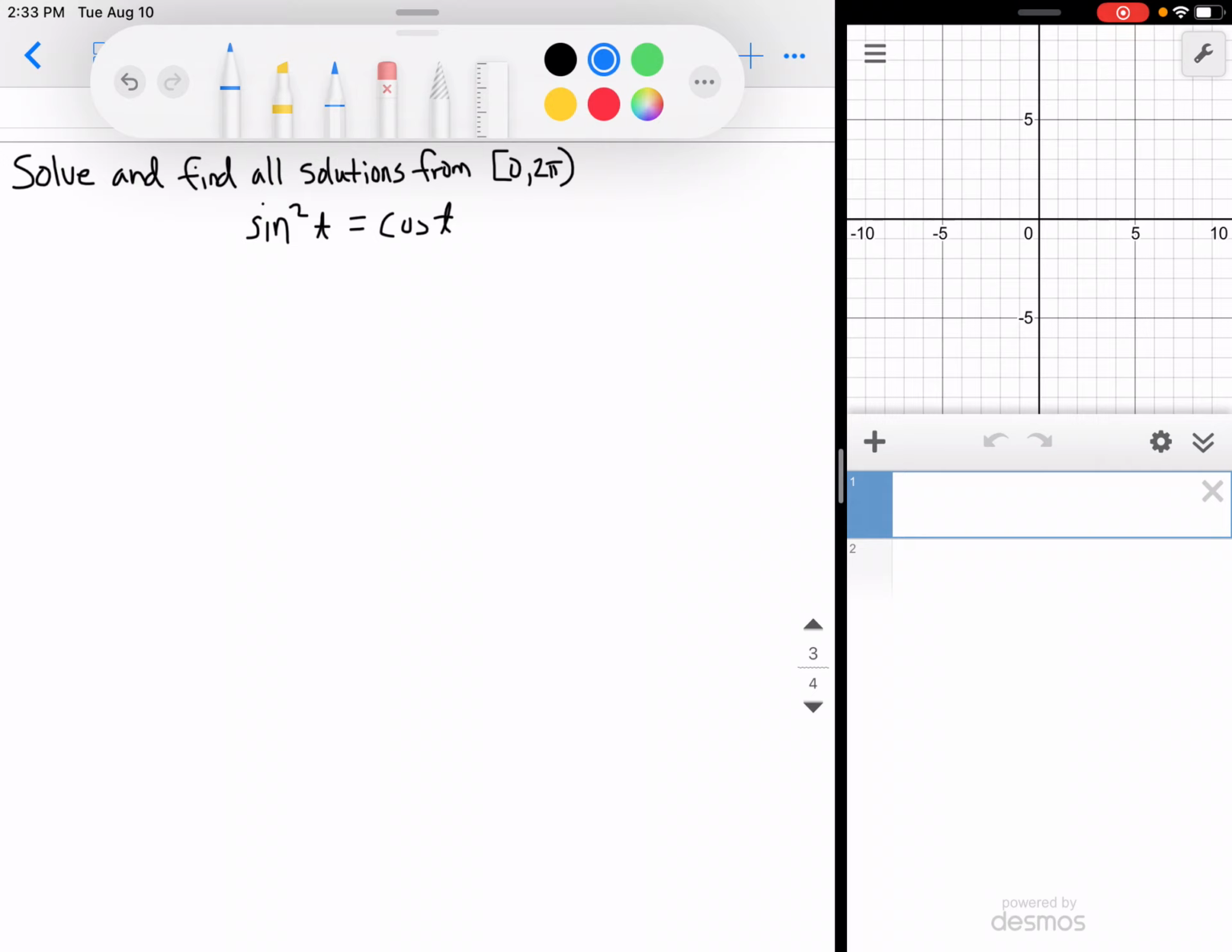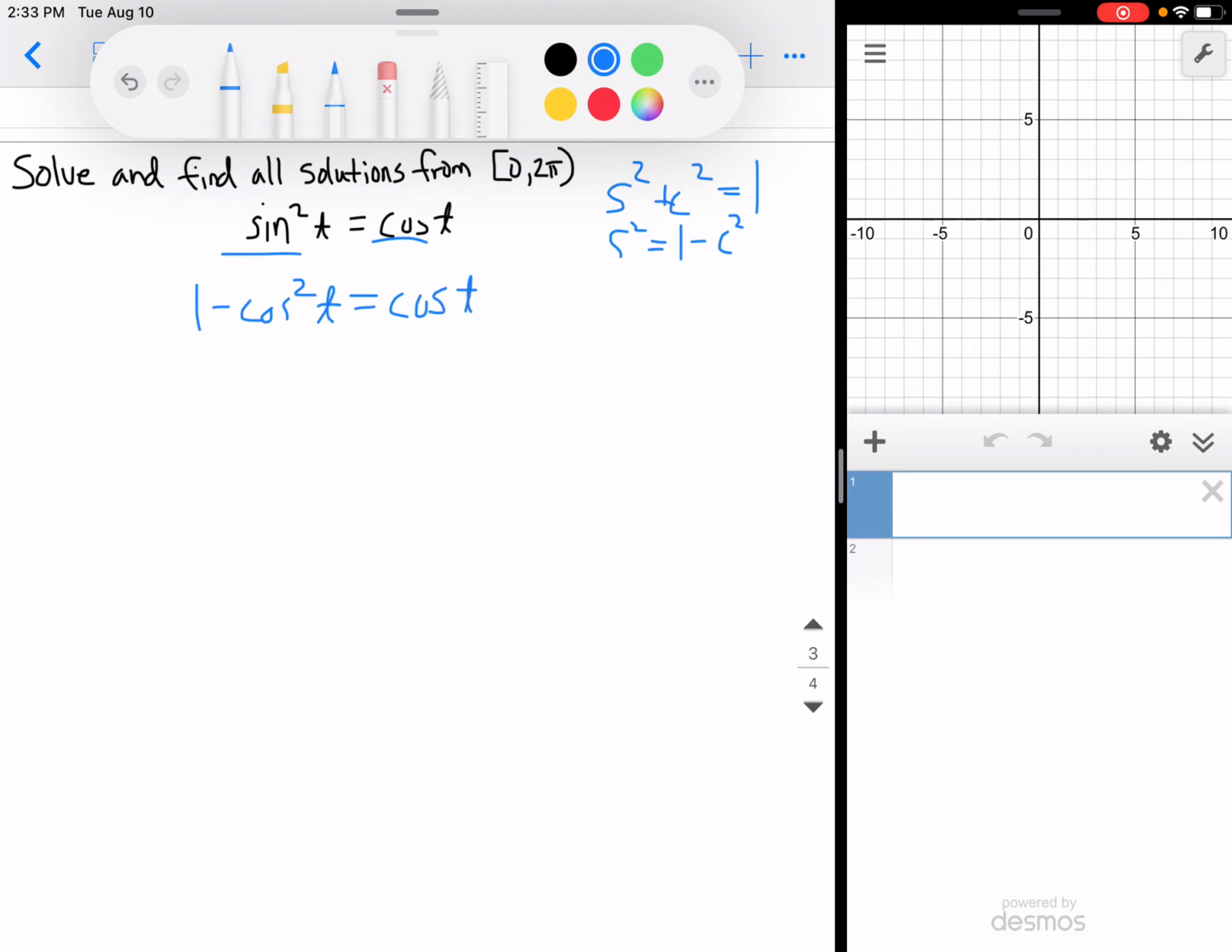But let's at least talk about some of the math that's going on here to figure out why we're doing what we're doing. Notice that we have two different trig functions, sine squared t and cosine t. I'm going to use a basic trig identity, sine squared plus cosine squared is equal to 1, to help me out. So if sine squared plus cosine squared is 1, that means sine squared is equal to 1 minus cosine squared. So I'm going to go 1 minus cosine squared t is equal to cosine of t.